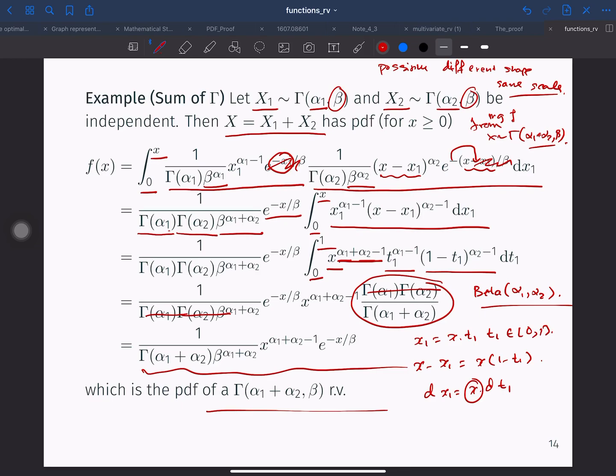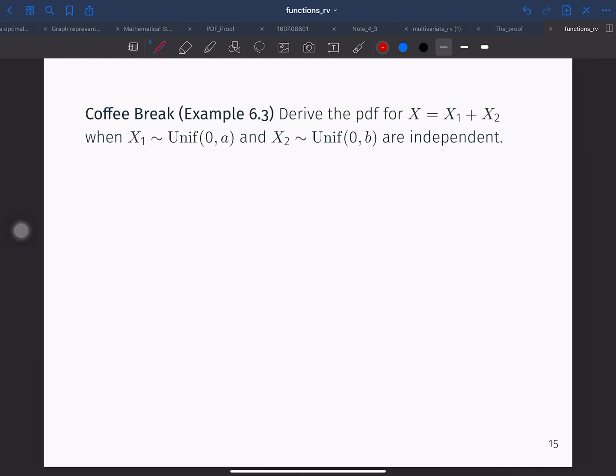But maybe after you take 421 and 422, maybe you can forget all about the gamma and the beta integral. That's fair. But at least for 422, a good way to be well prepared to do some of the derivations in 422 is to remember your beta and gamma integrals. So you may want to now take a coffee break and look at example 6.3 and derive the PDF for the sum of two independent uniform random variables.